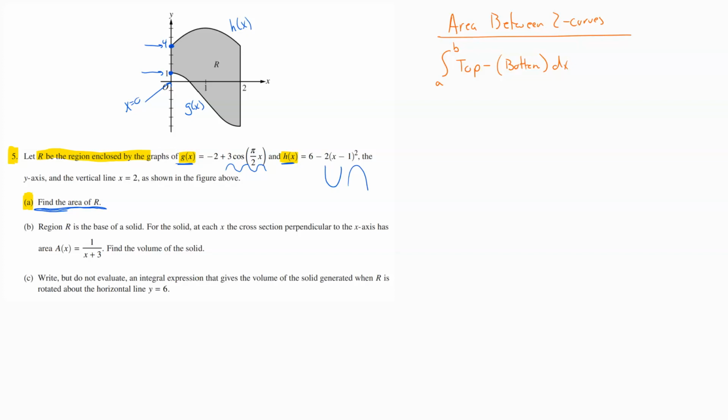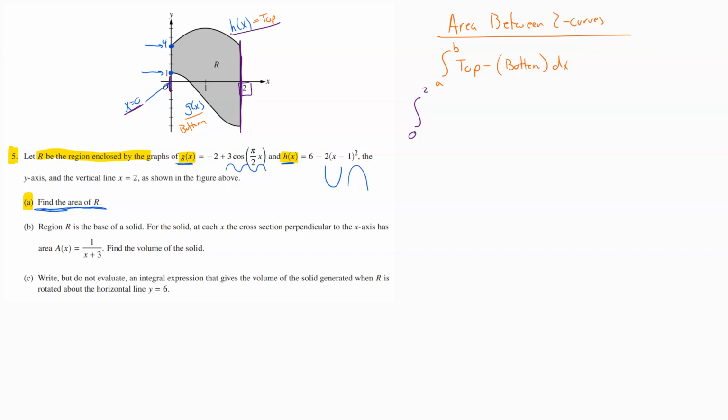Looking at what we saw at the beginning, we can see that our top equation in here would be that h of x equation, and our bottom equation, the one that's below it, is going to be our g of x equation. So now we can start building out this definite integral. This would be the integral from our left bound, our lower bound, which would be over here on this side, which is happening at x equals 0, to where the region ends, which would be on the right-hand side over here at an x value of 2.